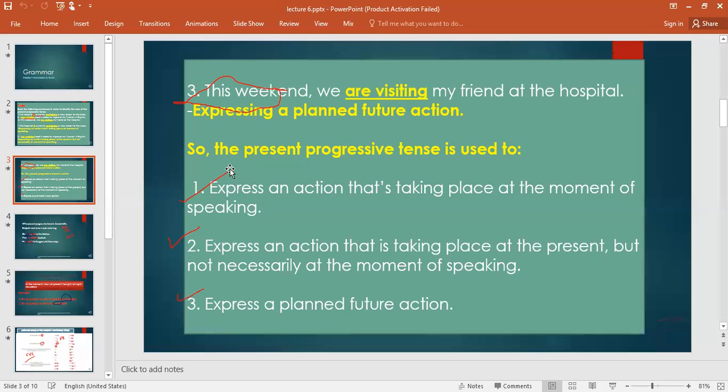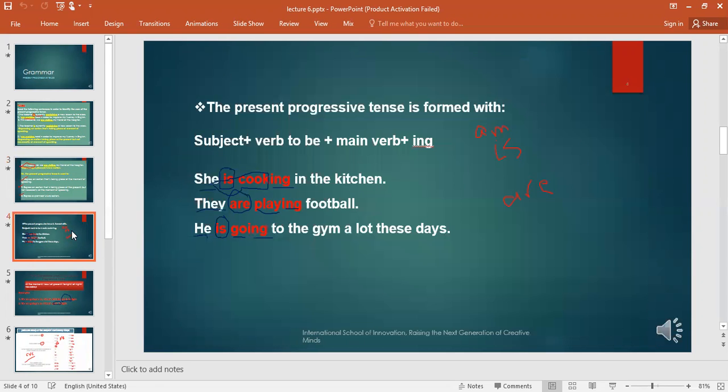So the three uses of the present continuous tense are to express an action that's taking place at the moment of speaking, we mean now, or express an action that is taking place at the present, but not necessarily at the moment of speaking. Like, for example, when I say these days, this period of time, this month. So all of these are expressing actions that are happening in this period of time, but not necessarily at the moment of speaking. The third use of the present progressive tense, as we said also, is to express future planned actions.